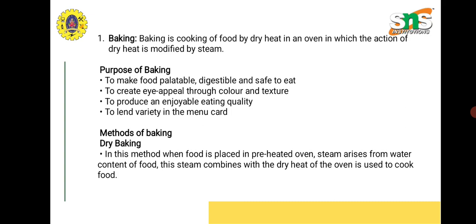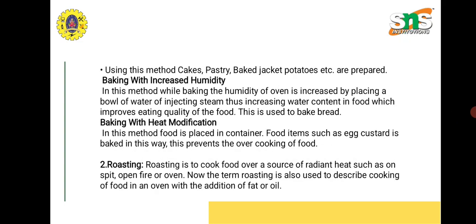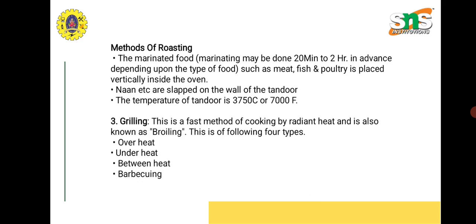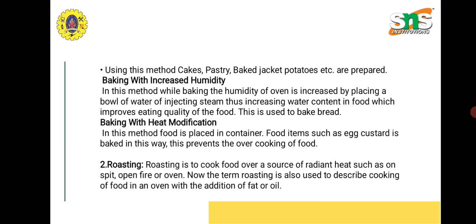Methods of baking: dry baking. In this method, when food is placed in a preheated oven, steam arises from the water content of food. This steam combines with the dry heat of the oven to cook food. Other methods: baking with increased humidity, baking with heat modification.